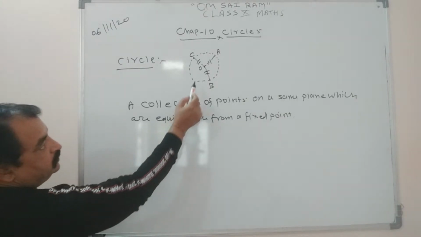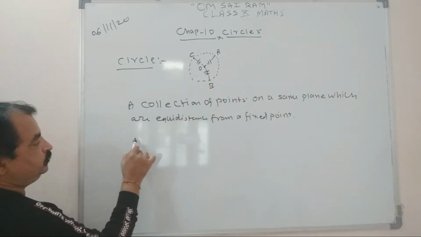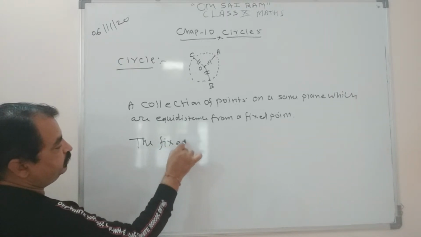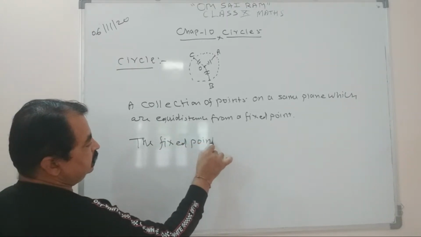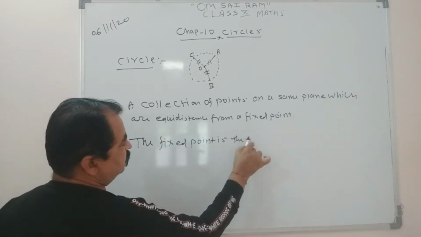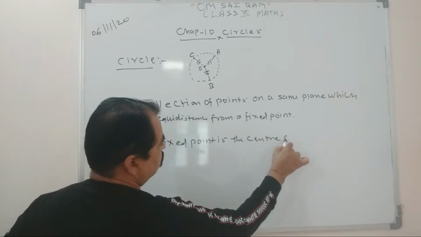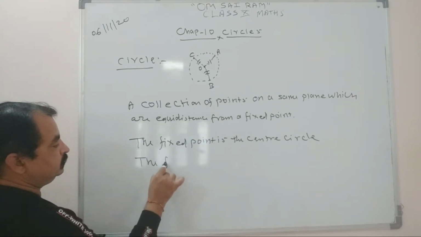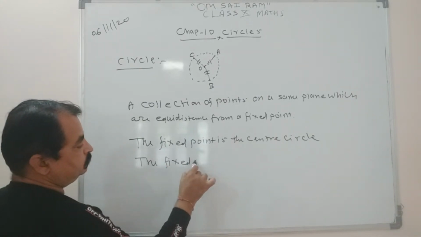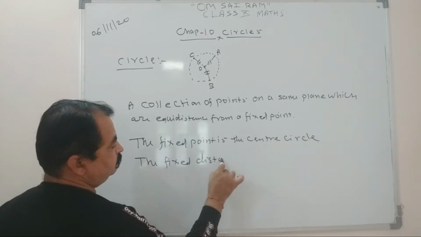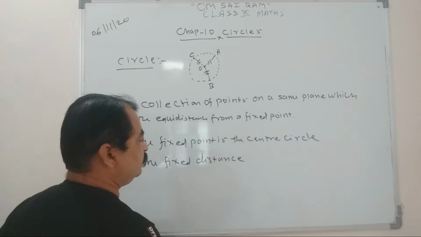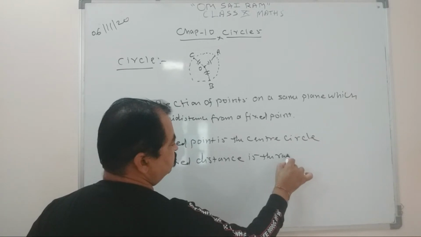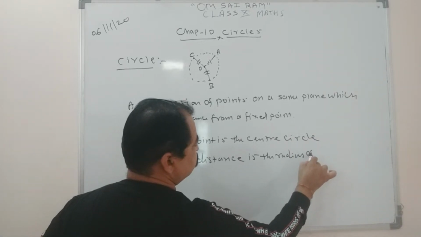Now, two words came, fixed point. So you can say the fixed point is called the center of the circle. The fixed point is the center of the circle, and the fixed distance, I have already shown you, the distance from the center to any point on the circle. So the fixed distance is the radius of the circle. Right, children? Radius of circle.